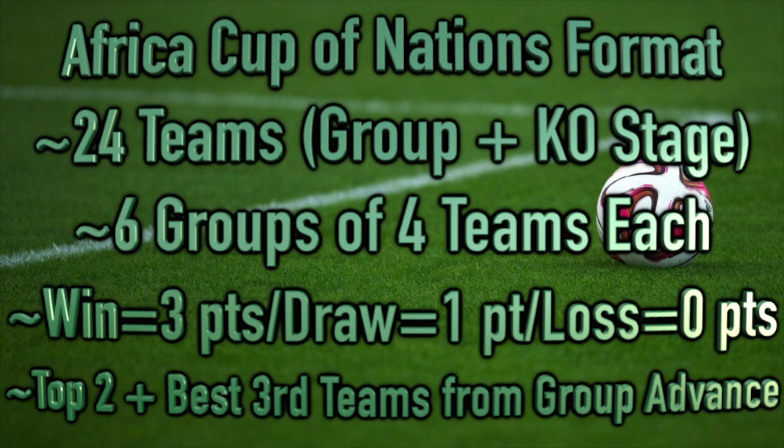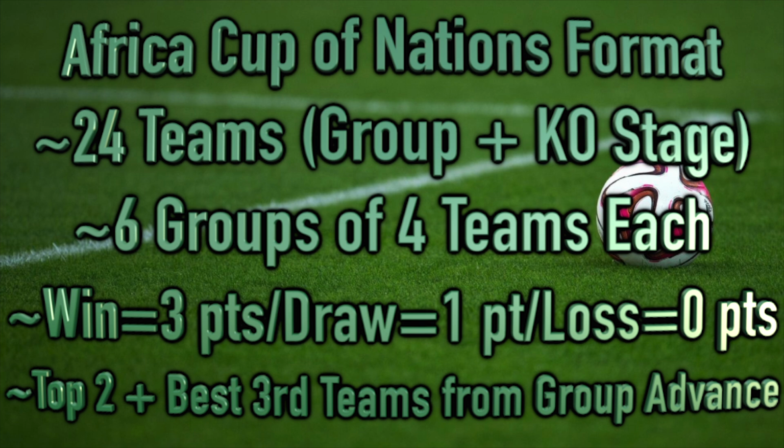This is what the format looks like, very similar to tournaments like the World Cup. 24 teams, that number has increased over the years, started off with 4 in the 1950s, 8 teams through most of the 70s and 80s, we had 16 teams for a long time. Since 2019 though, the Africa Cup of Nations is a 24-team final event. 2 phases, group stage plus knockout stage.